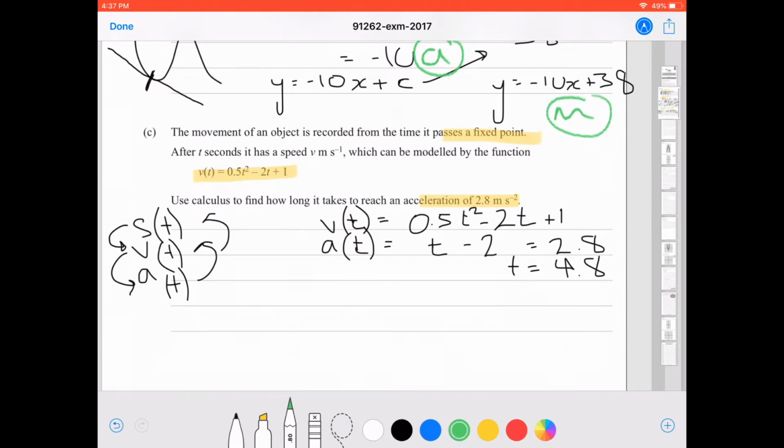Okay, correctly finding t here, that gets you a merit grade. And you achieve differentiating correctly, so the previous step up here gets you an achieved.